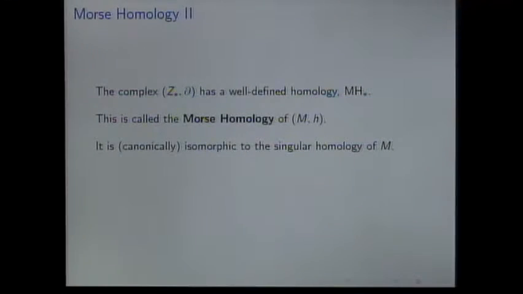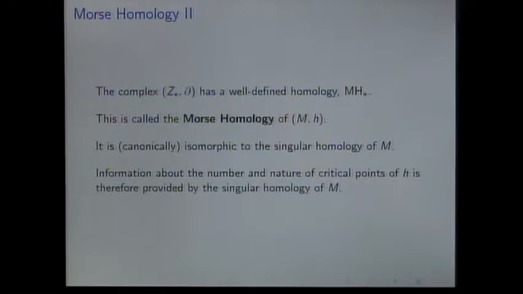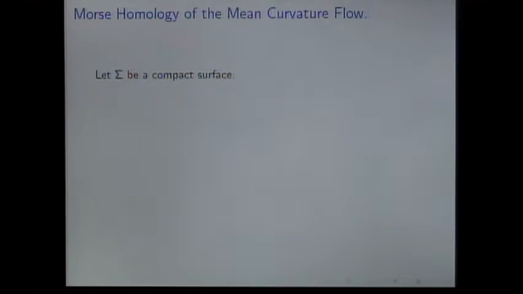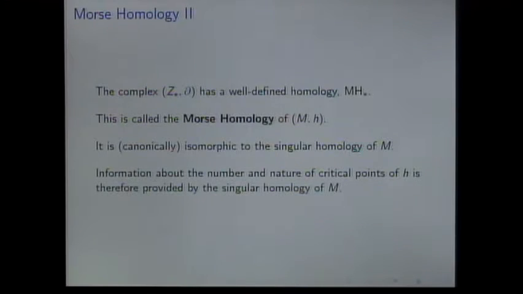When M is compact, this is canonically isomorphic to the singular homology of the manifold. So you can interpret this in two different ways. This means that, on the one hand, you can use Morse functions to determine the topology of the object you're studying. Conversely, if you already know the topology of the object you're studying, you can also obtain information about the number and the nature of critical points.